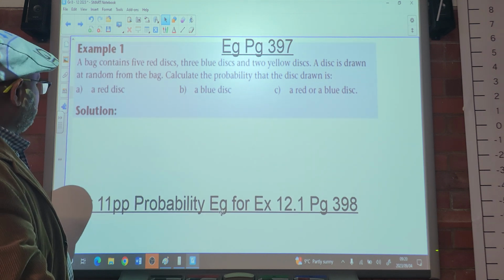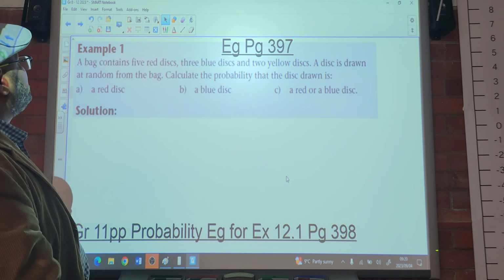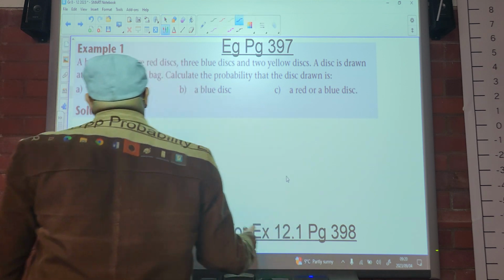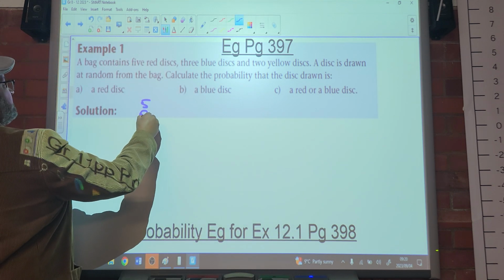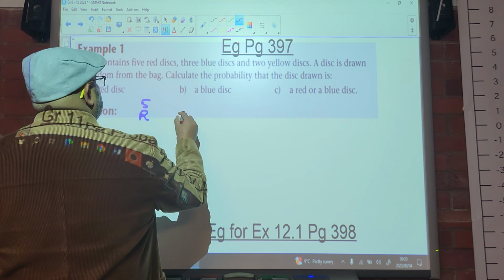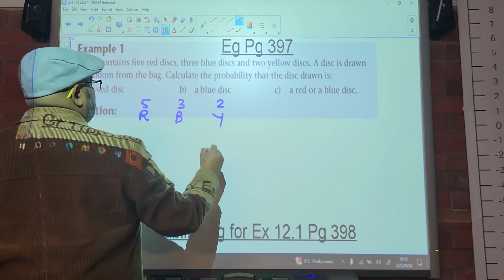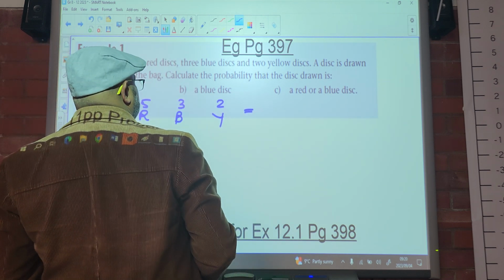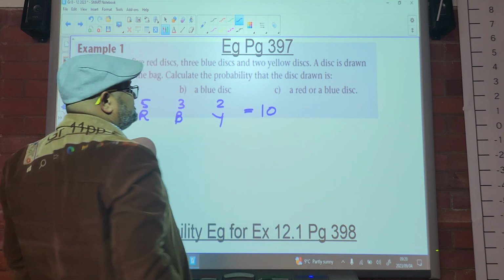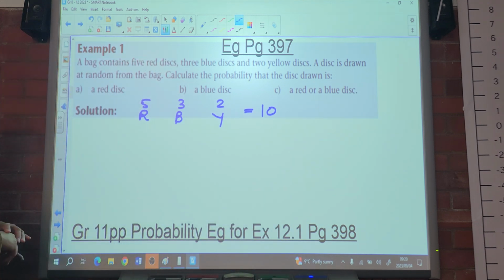So here we are told that a bag contains 5 red discs, 3 blue, and 2 yellow discs. So how many discs are there in total in this bag? There are 10 discs in total. A disc is drawn at random from the bag. That means it is equally likely to draw any of those discs. Also the discs are the same and you don't look at what you are drawing.